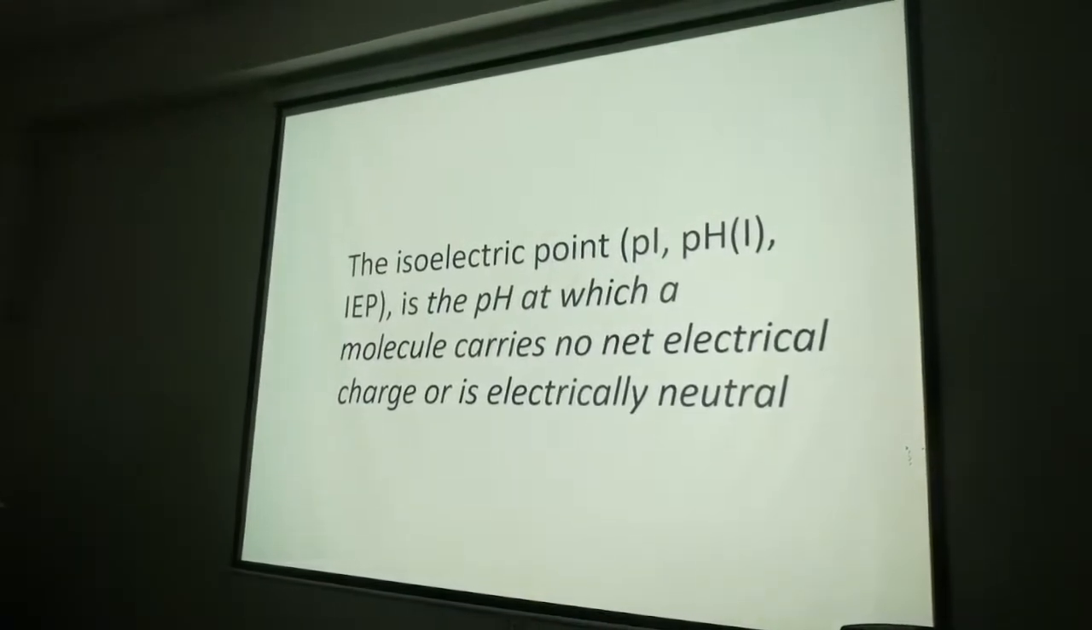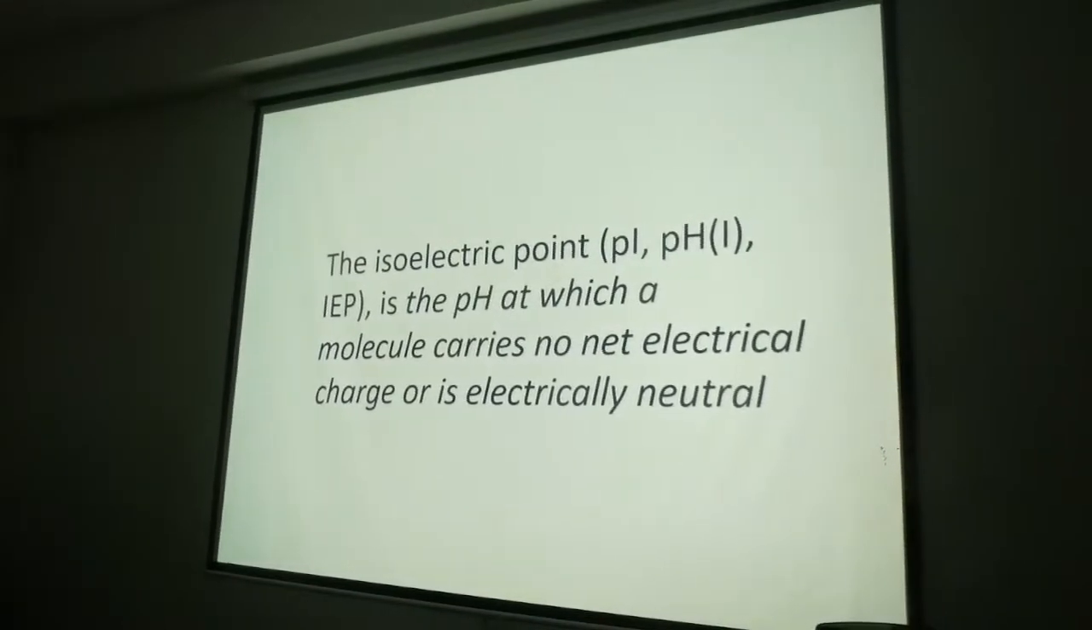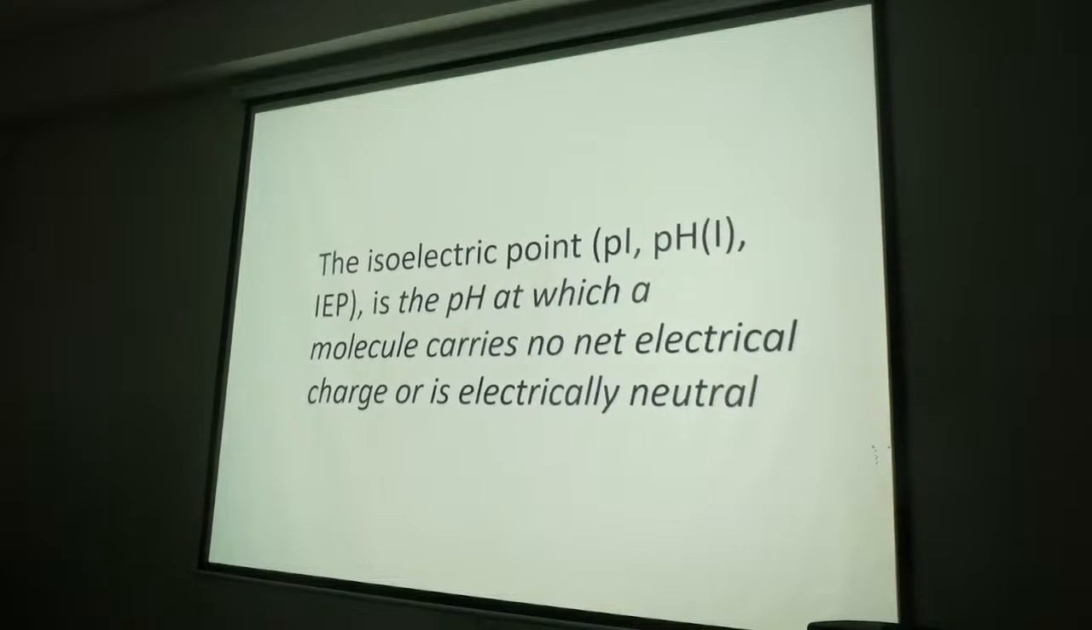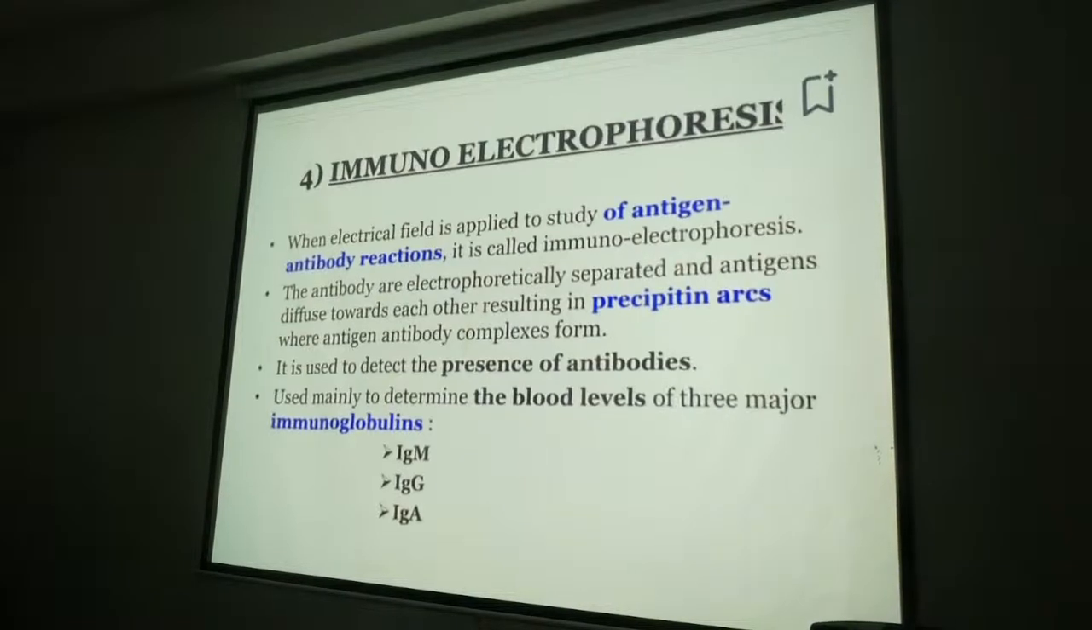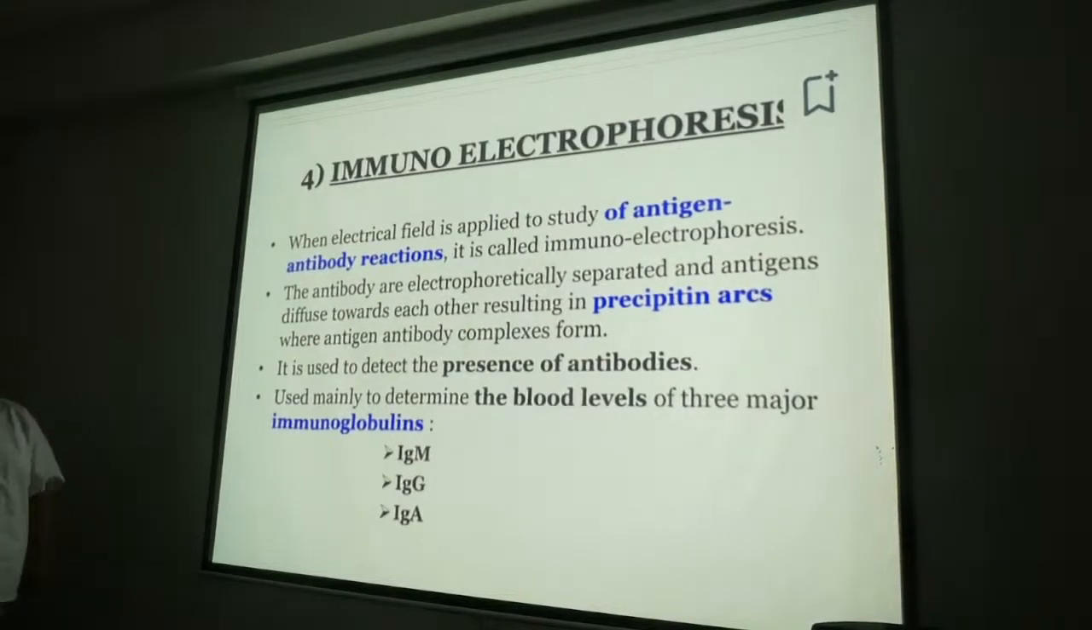Isoelectric point is the pH at which the molecule carries no net electric charge, or is electrically neutral. Okay. Now the next is immunoelectrophoresis. The name suggests immuno means antigen antibody reaction. Here the electric field is applied to the study of antigen antibody reactions.